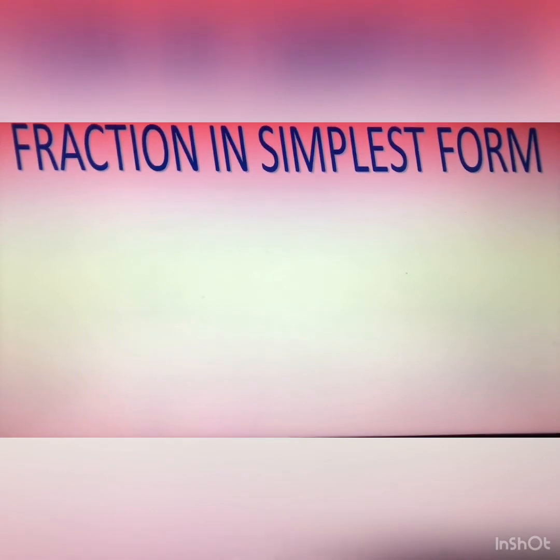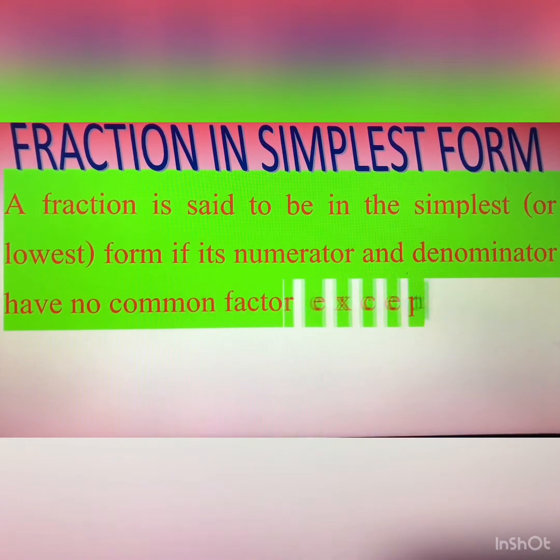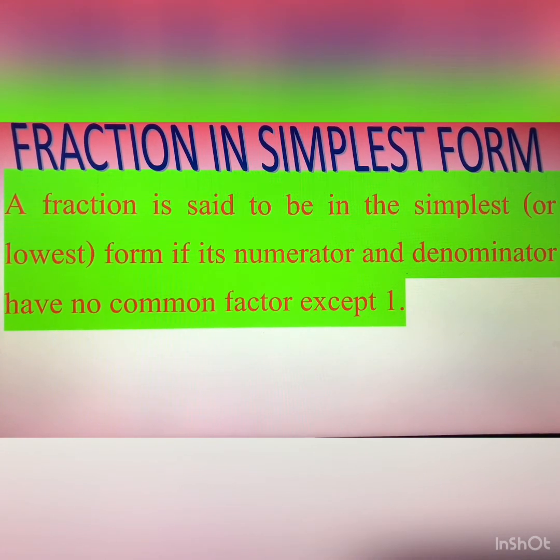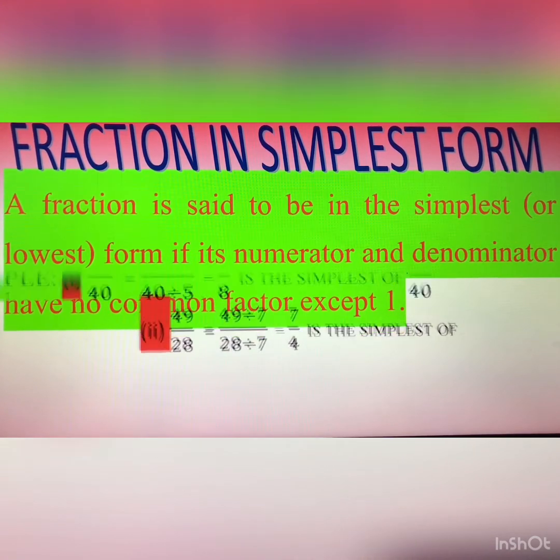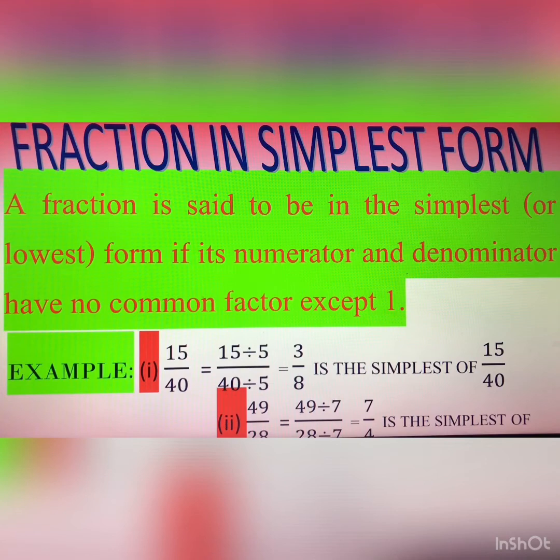Next, fractions in simplest form. How can we find a fraction in its simplest form? A fraction is said to be in the simplest or lowest form if its numerator and denominator have no common factor except 1. For example, here is 15 by 40.